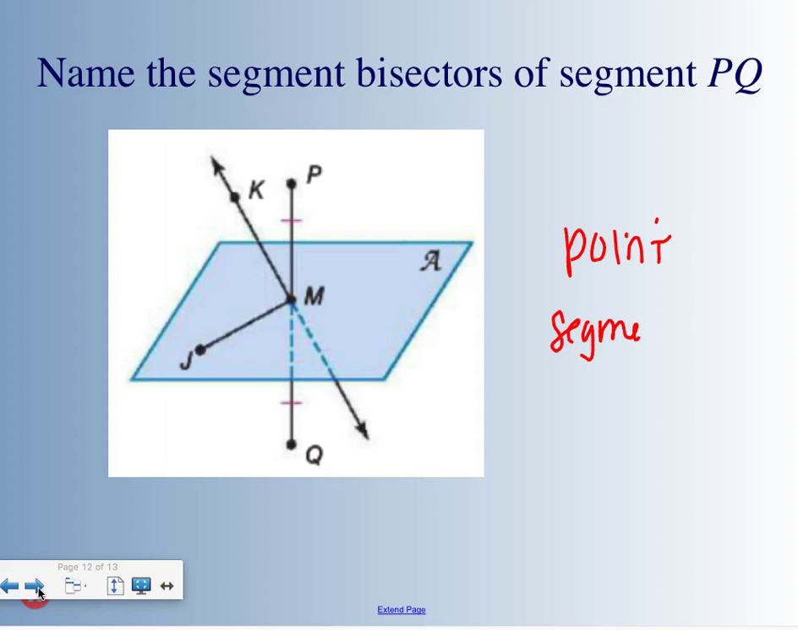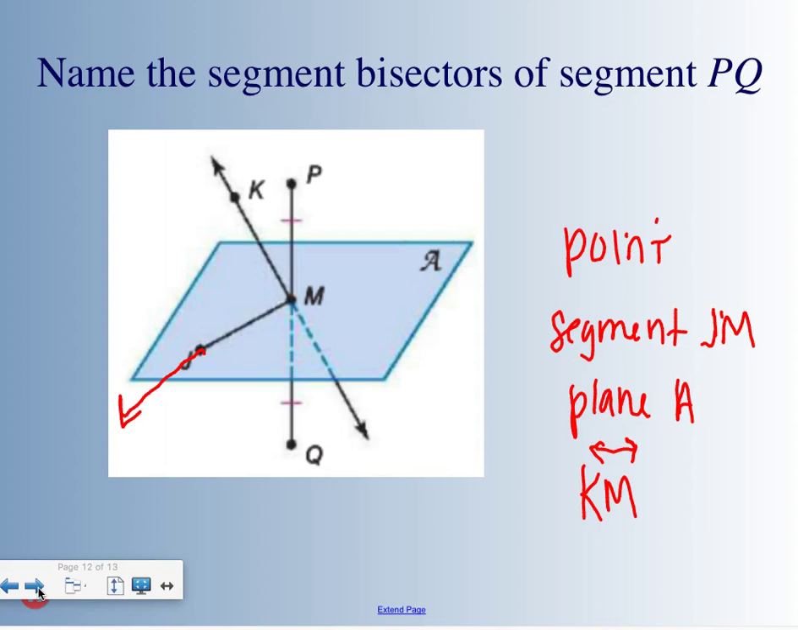Segment JM. Anything else? Plane A. Plane A, and I heard the other one. Tell me about KM. What is KM? It's a line. So there's a lot going on in that picture. Did you say angle JMK? You could if you really wanted to. Well, the only thing is it's not an angle, just because this isn't a line. We'll talk about those next time. So good thought. Good thought.